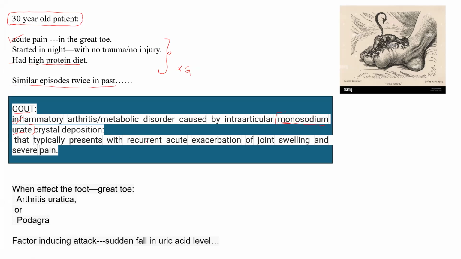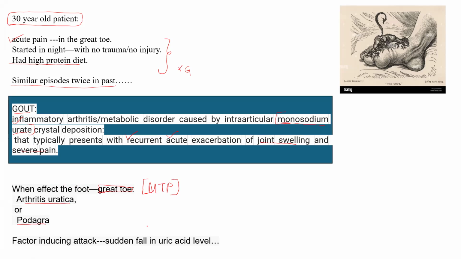It typically presents with recurrent attacks with acute exacerbations in between. It presents as joint swelling and severe pain in the joint. When it affects the foot, the great toe is the most common site, at the metatarsophalangeal (MTP) joint. It is the metatarsophalangeal joint which is commonly affected in gout. It is called arthritis rheumatica or podagra.